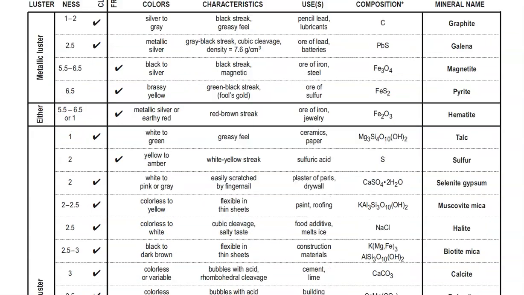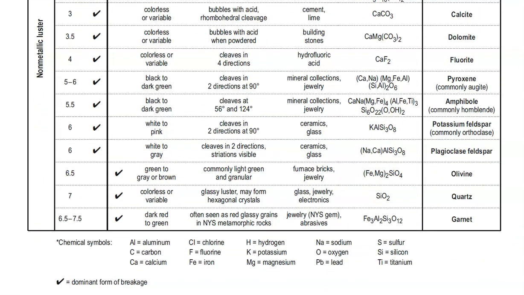I need to scroll down. And we take a look at the chemical symbols. So we were looking at FeS2. That's the chemical formula for pyrite. So Fe is iron, right down here. And S is sulfur, which makes some sense because pyrite is mined. It's an ore of the element sulfur. So that is how you use this chart.